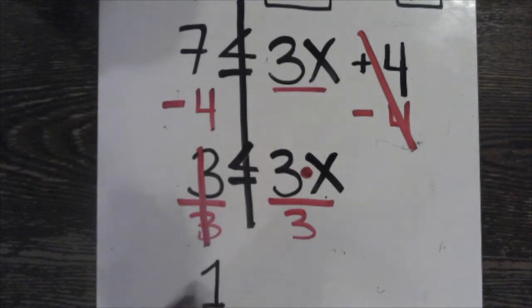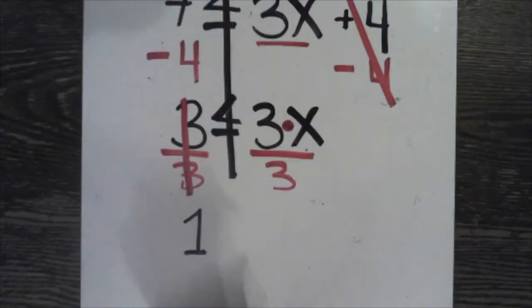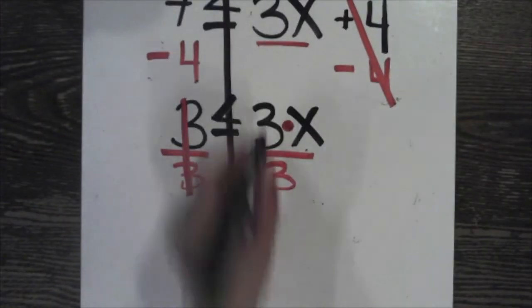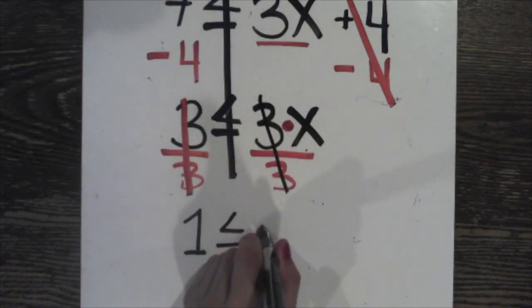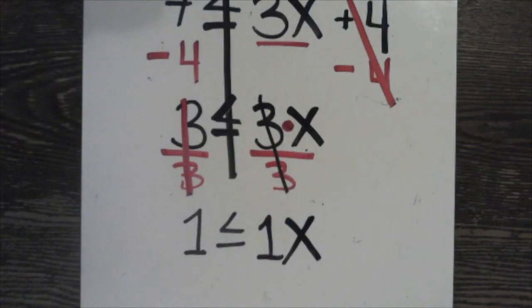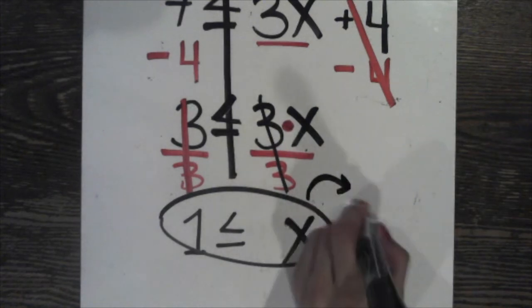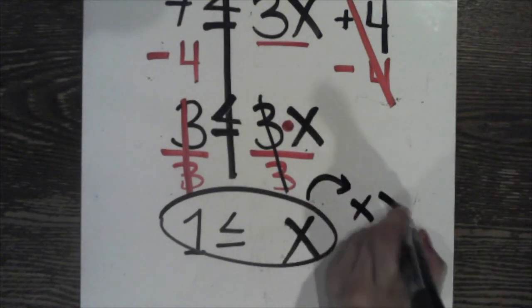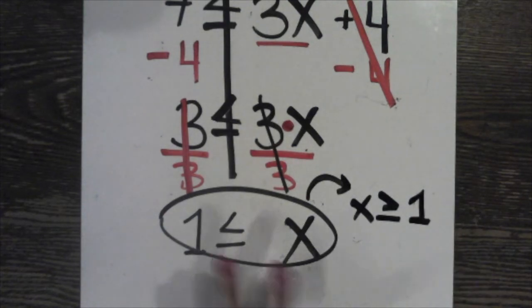You don't have to cross it out, it's not what we normally do, but it helps to show that it does. When we cancel out a division, what we're really getting is a 1. So we have 1 is less than or equal to 1x, or if you prefer, just 1 is less than or equal to x. Of course, we prefer the x to be at the beginning, so I'm going to flip around my entire inequality. I get x is greater than or equal to 1.